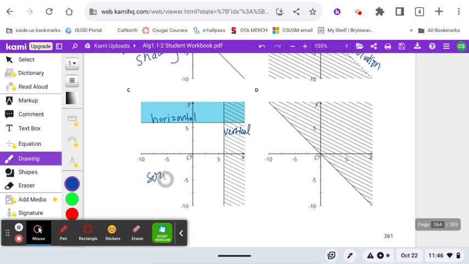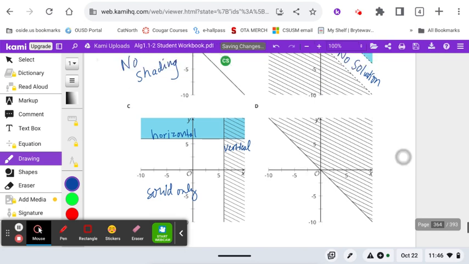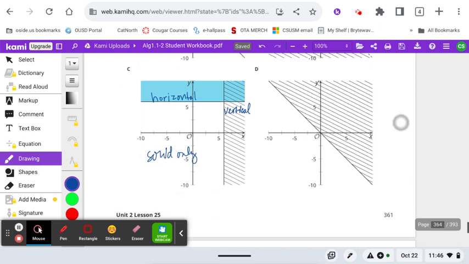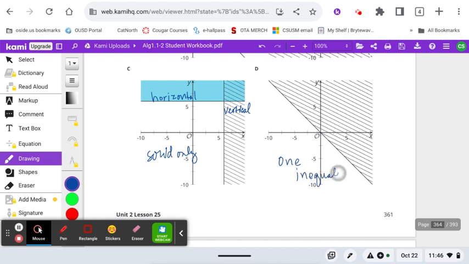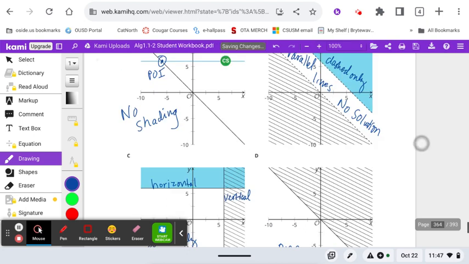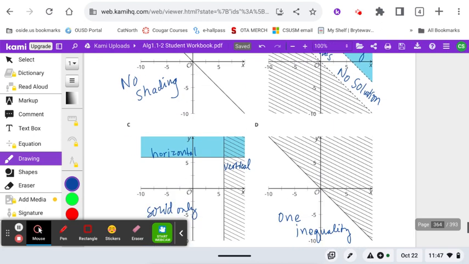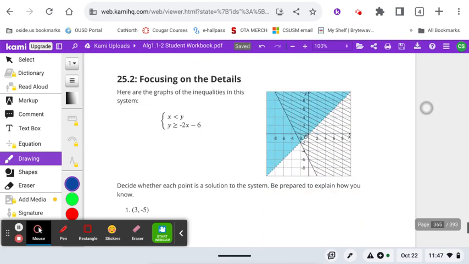Some students said that it had solid only lines instead of dashed. It didn't go through the origin like the other three did. And finally, they said this one was different because there was only one inequality. Notice there's not two lines on this one. Okay, so again, any of these that you chose with a valid reason would have been acceptable.